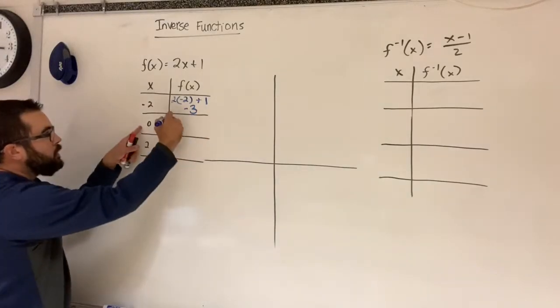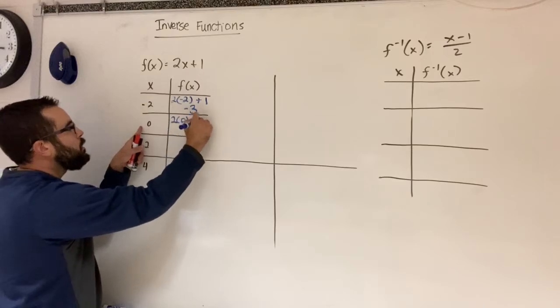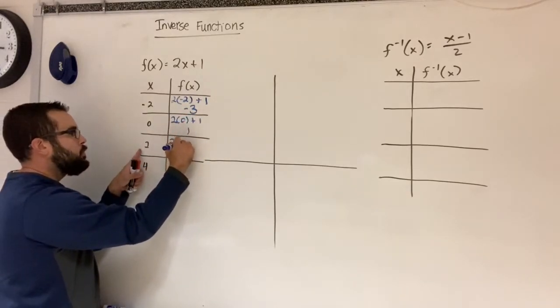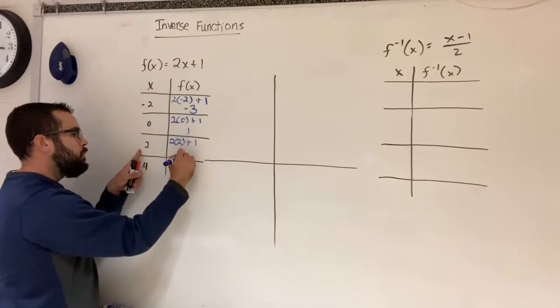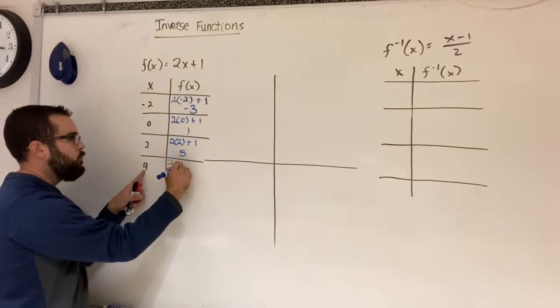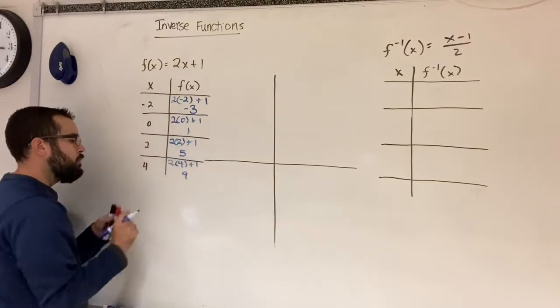Okay, now we'll do the same thing for 0. 2 times 0 plus 1 is 1. 2 times 2 plus 1 is 5. 2 times 4 plus 1 is 9.